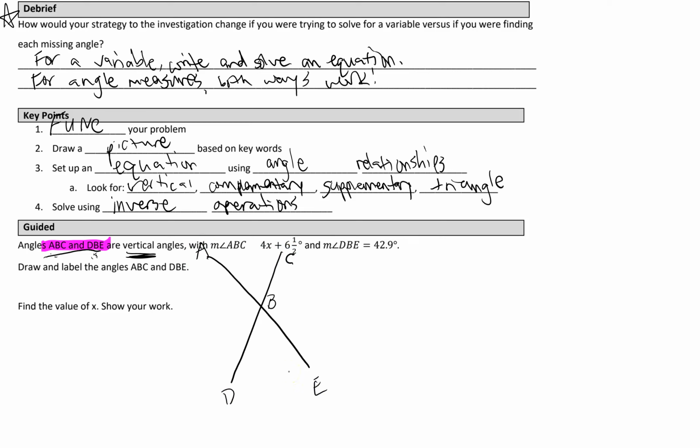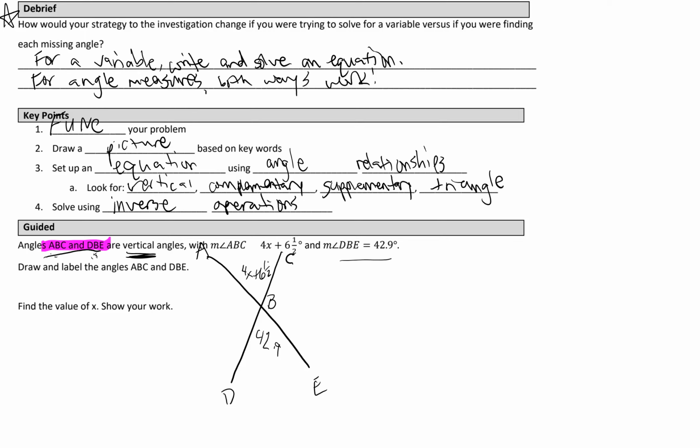Now I need to label where their actual measurements are. So I think DBE is a little easier because it's just a number. DBE is my bottom angle, 42.9, so I'm going to put 42.9 inside here. And then 4x plus 6.5 is ABC. I know they're vertical, so it's going to be across. Awesome. So now I need to find the value of x.